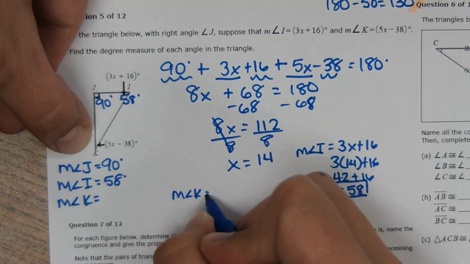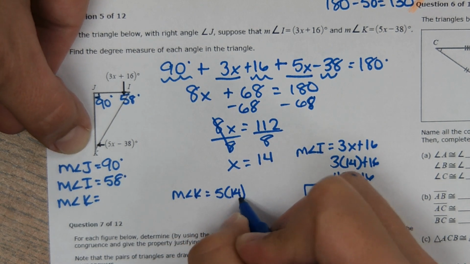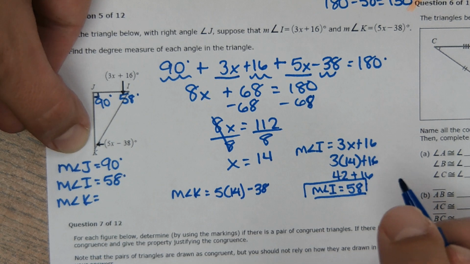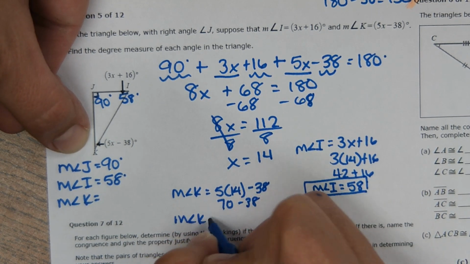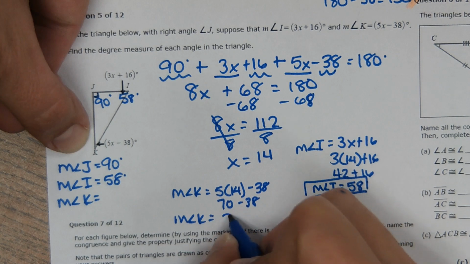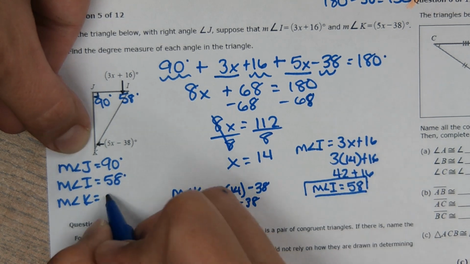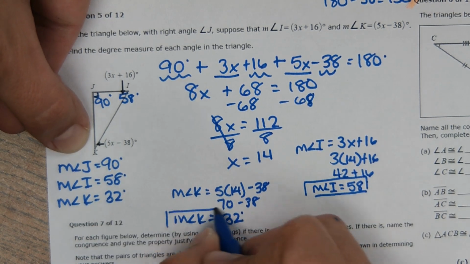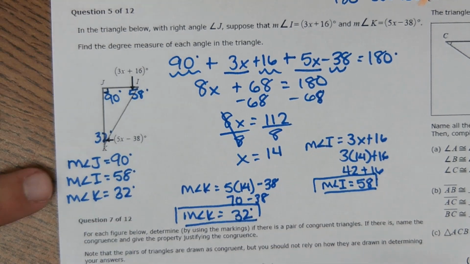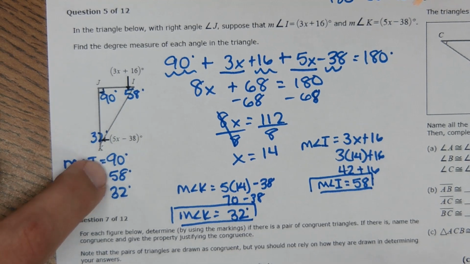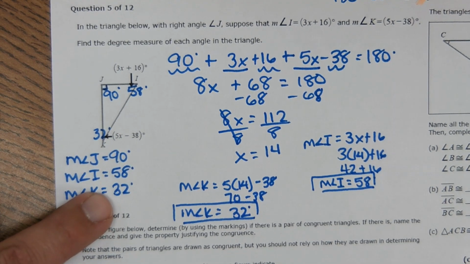So the measure of angle K is 5 times 14 minus 38. The measure of angle K is 32. And you could even check it by doing 180 minus 90 minus 58. Does that equal 32? And it will.